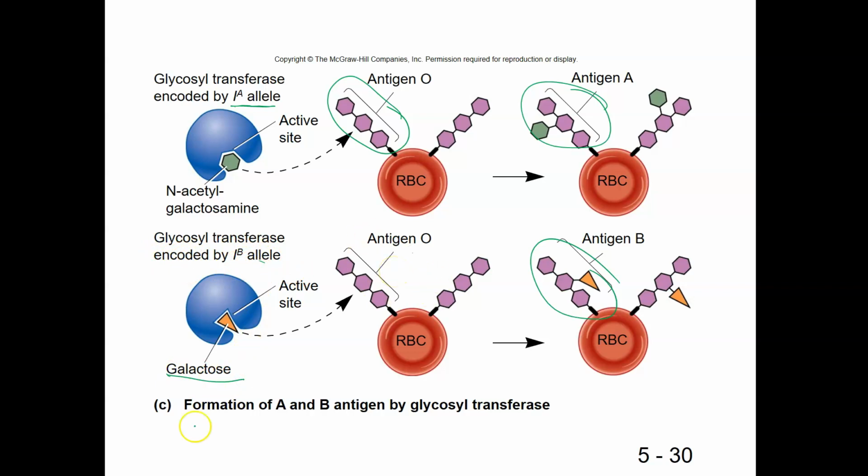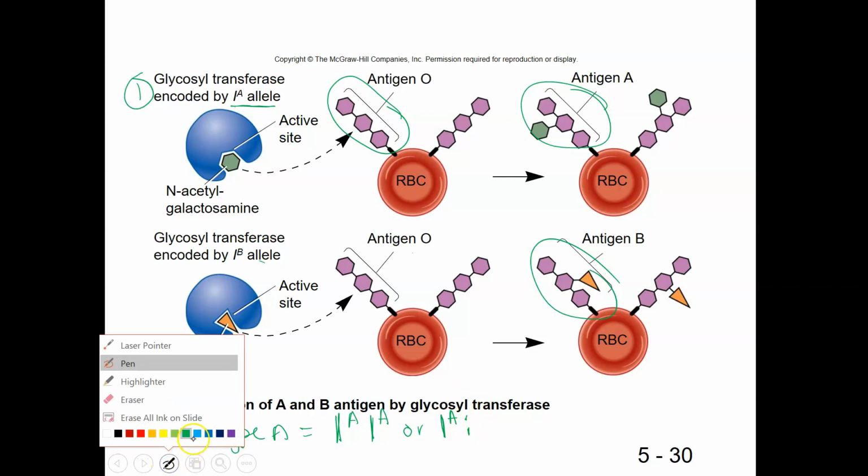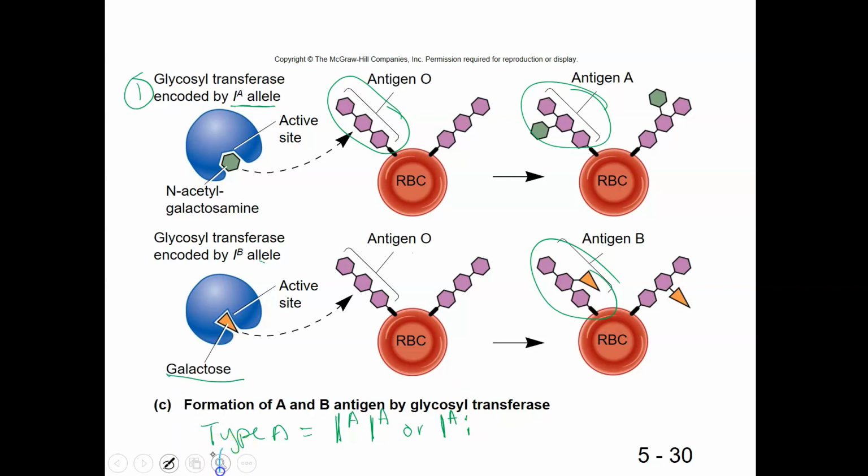An individual that is type A is going to carry at least one of these genes right here. So we say that it'll be A. Each one of these lines represents a chromosome, so that's homozygous A, or this is heterozygous. We're putting a little i here to demonstrate that that one does not carry the A. That's just the way they do it in this field.